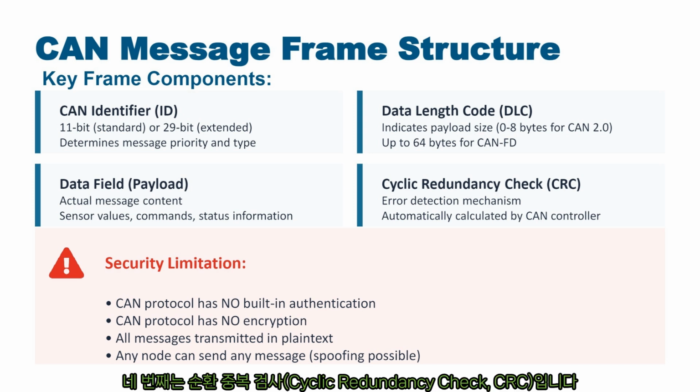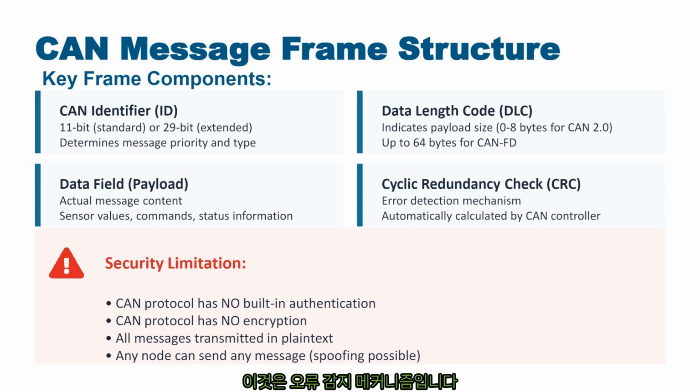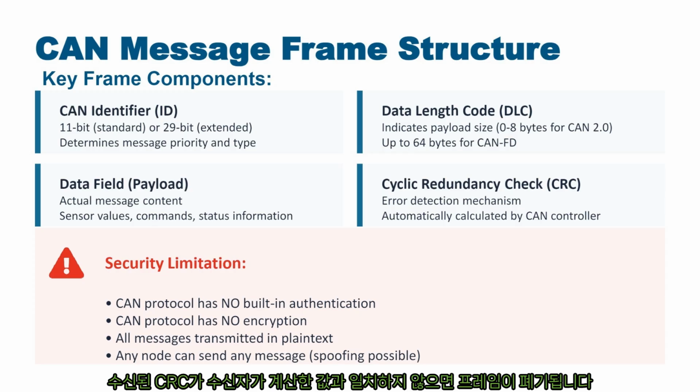Fourth, the cyclic redundancy check, or CRC. This is the error detection mechanism. The CAN controller automatically calculates this based on the frame contents. If the received CRC doesn't match what the receiver calculates, the frame is discarded.